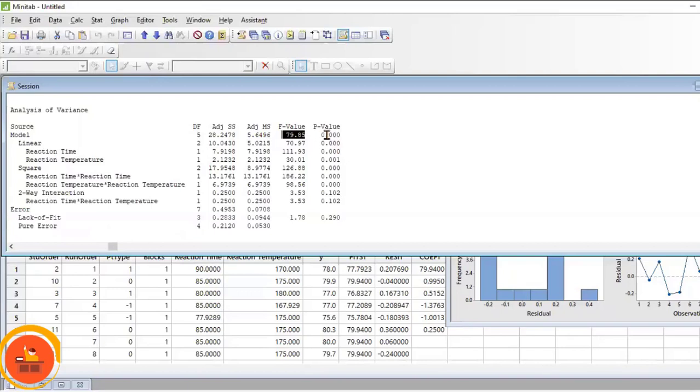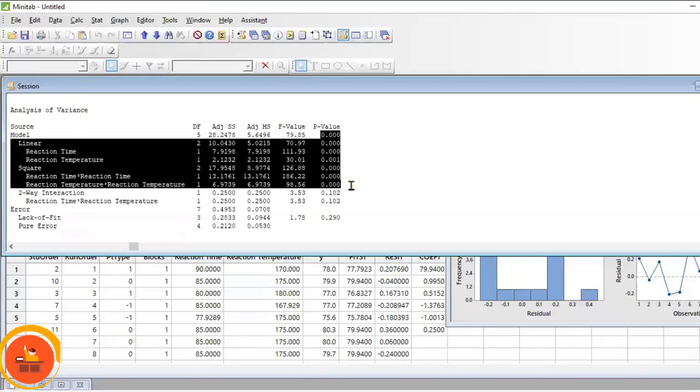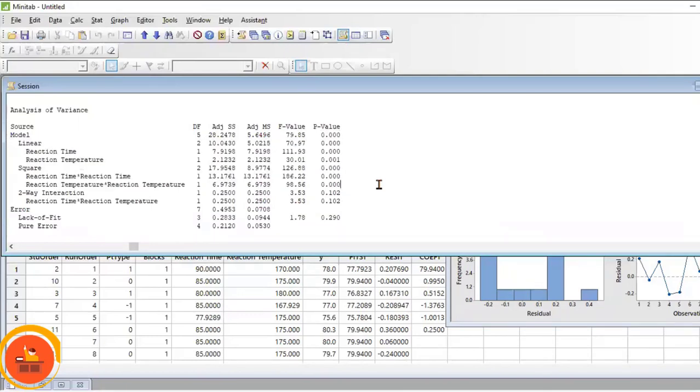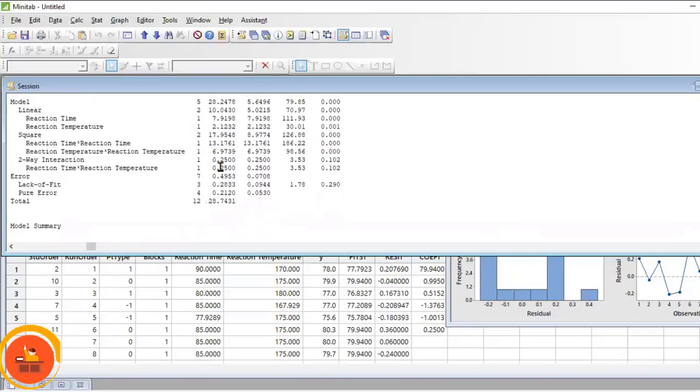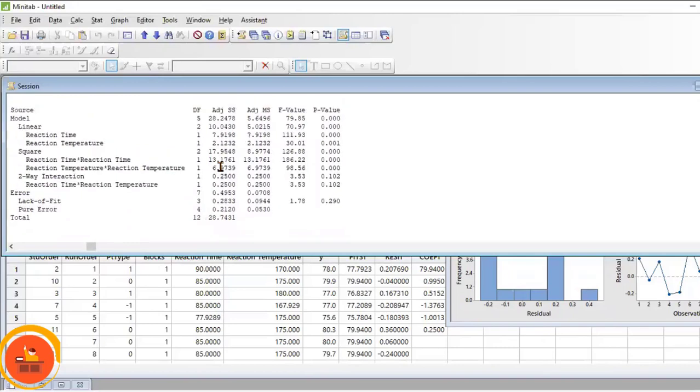If you can observe, up to this point, the individual linear terms as well as square terms, the p value is less than 0.05, means all these factors are most significant. Reaction time, reaction temperature, reaction temperature square, reaction time square, all 4 factors are significant factors. Only the interaction of reaction time and reaction temperature is not significant. That is the meaning of this particular p value. So this is the most important analysis which we have to get from this particular table.